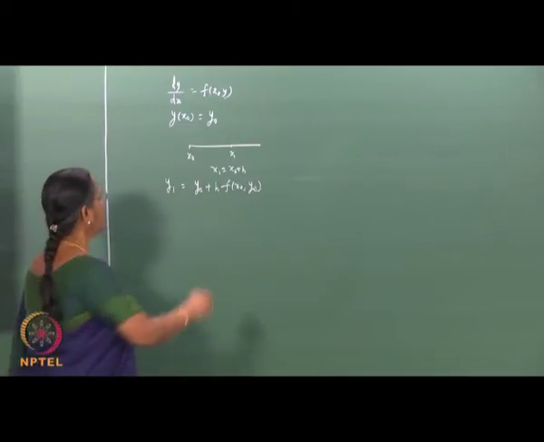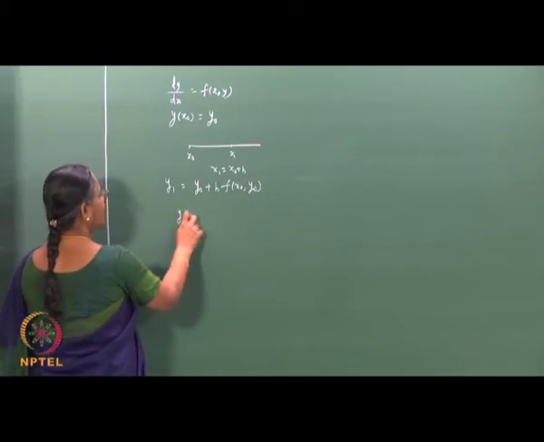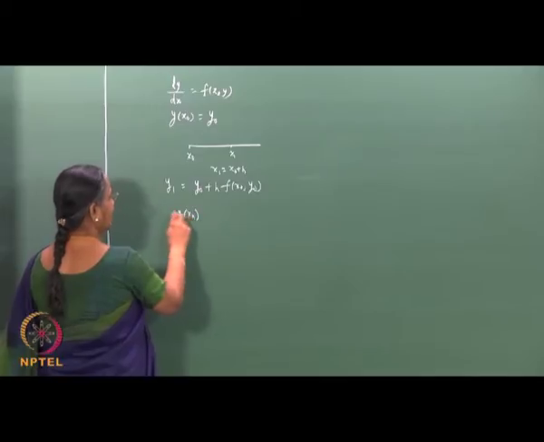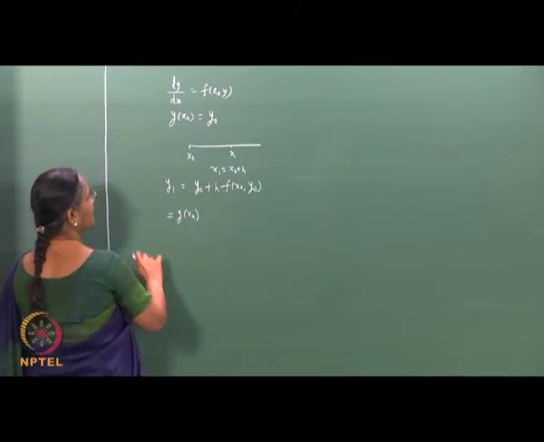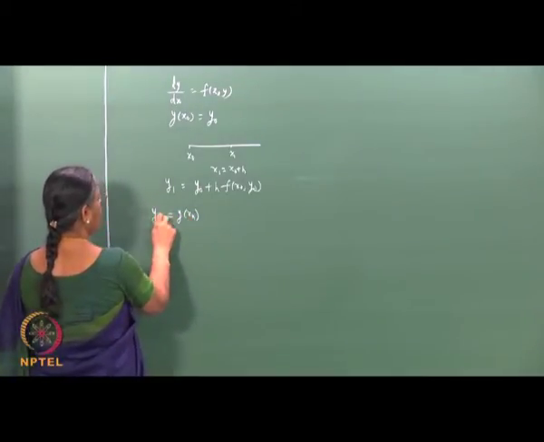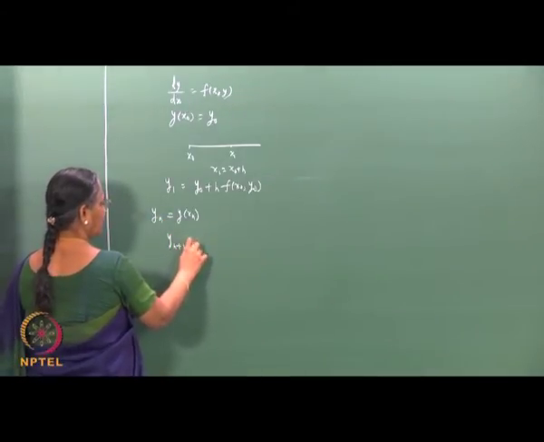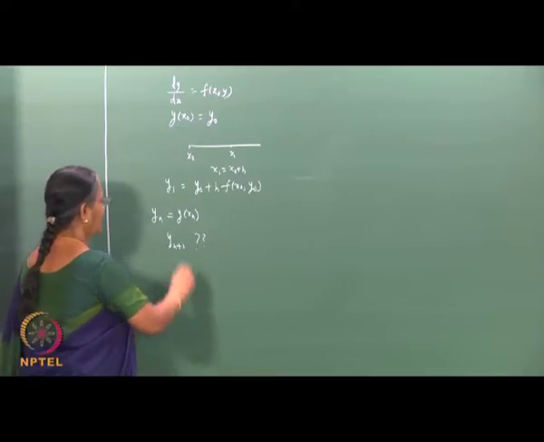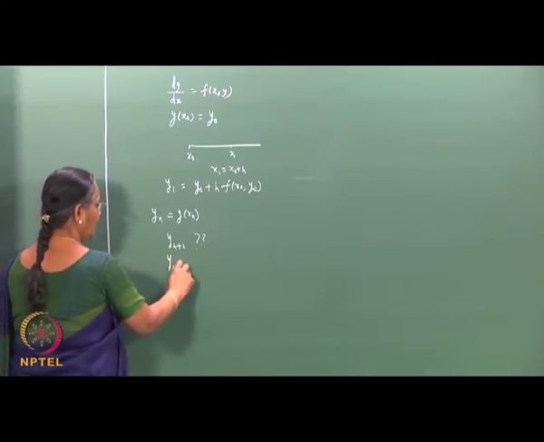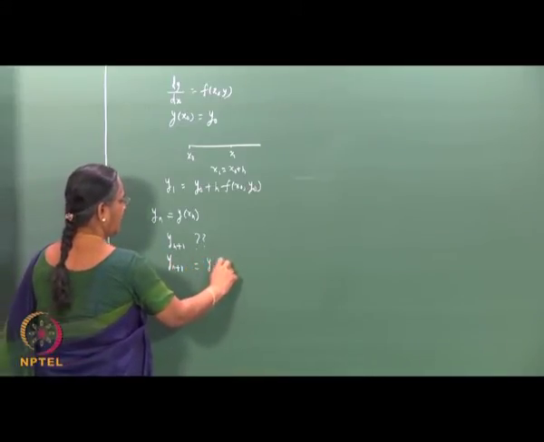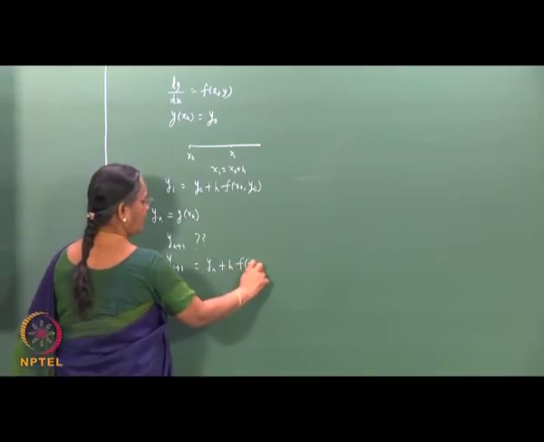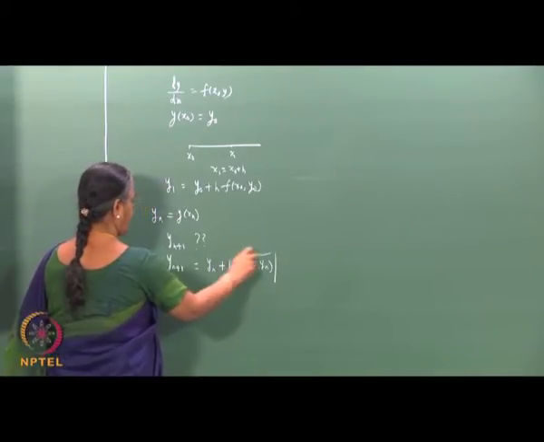So, typically if the information is given at xn as y of xn equal to yn, and you are asked to compute what yn plus 1 is, then Euler's method says yn plus 1 is yn plus h into f of xn yn.